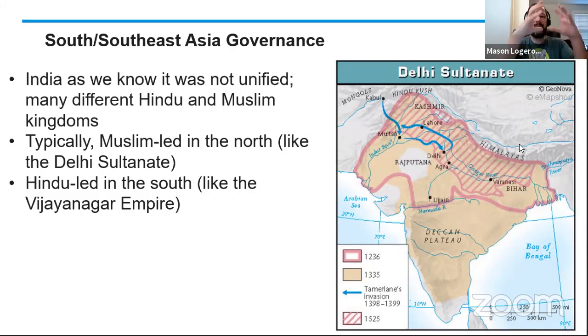So keep in mind, even though I say the majority of Muslims are in the northern part of South Asia, there still are Hindus and Muslims throughout the entire area, working together for the most part.